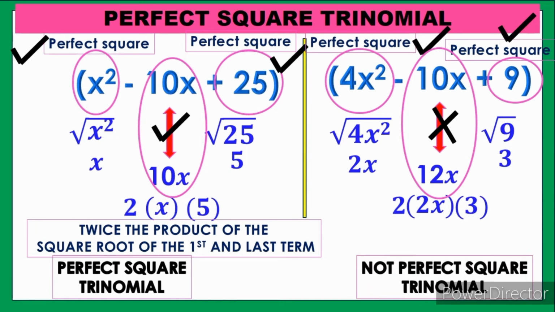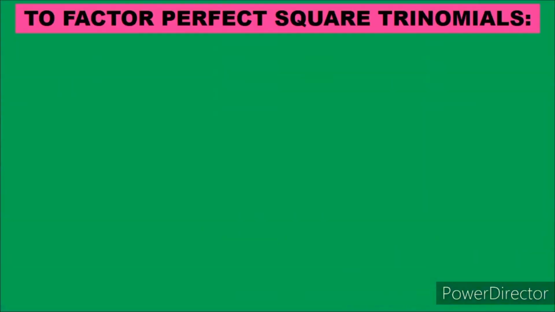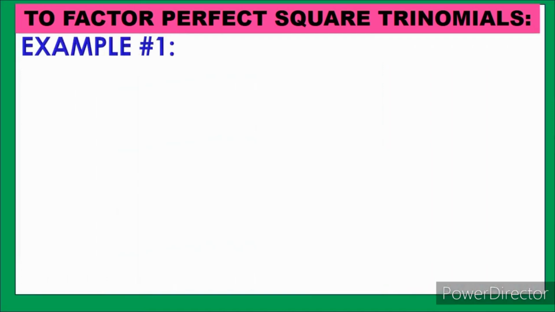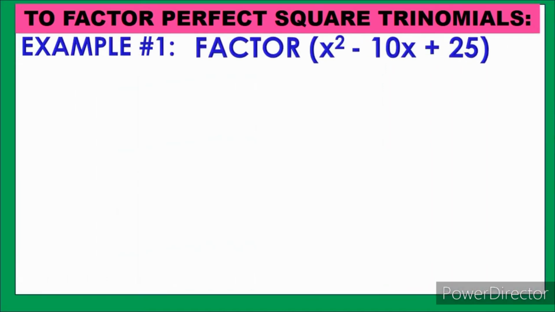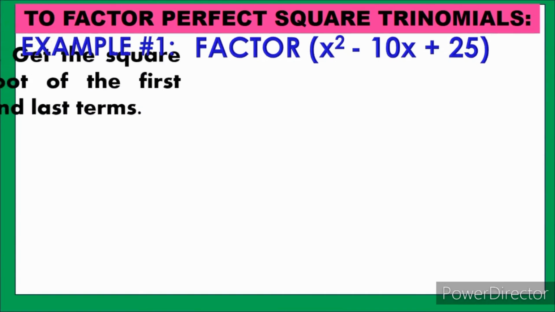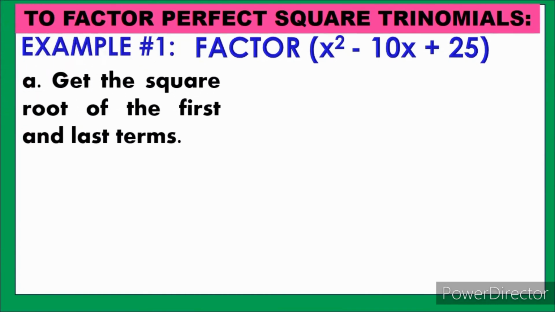Okay, so since alam na natin kung paano mag-determine ng perfect square trinomials, then we are ready to factor perfect square trinomials. We have two steps on how to factor a perfect square trinomial. Okay, so let's have this example number 1. Factor x squared minus 10x plus 25.